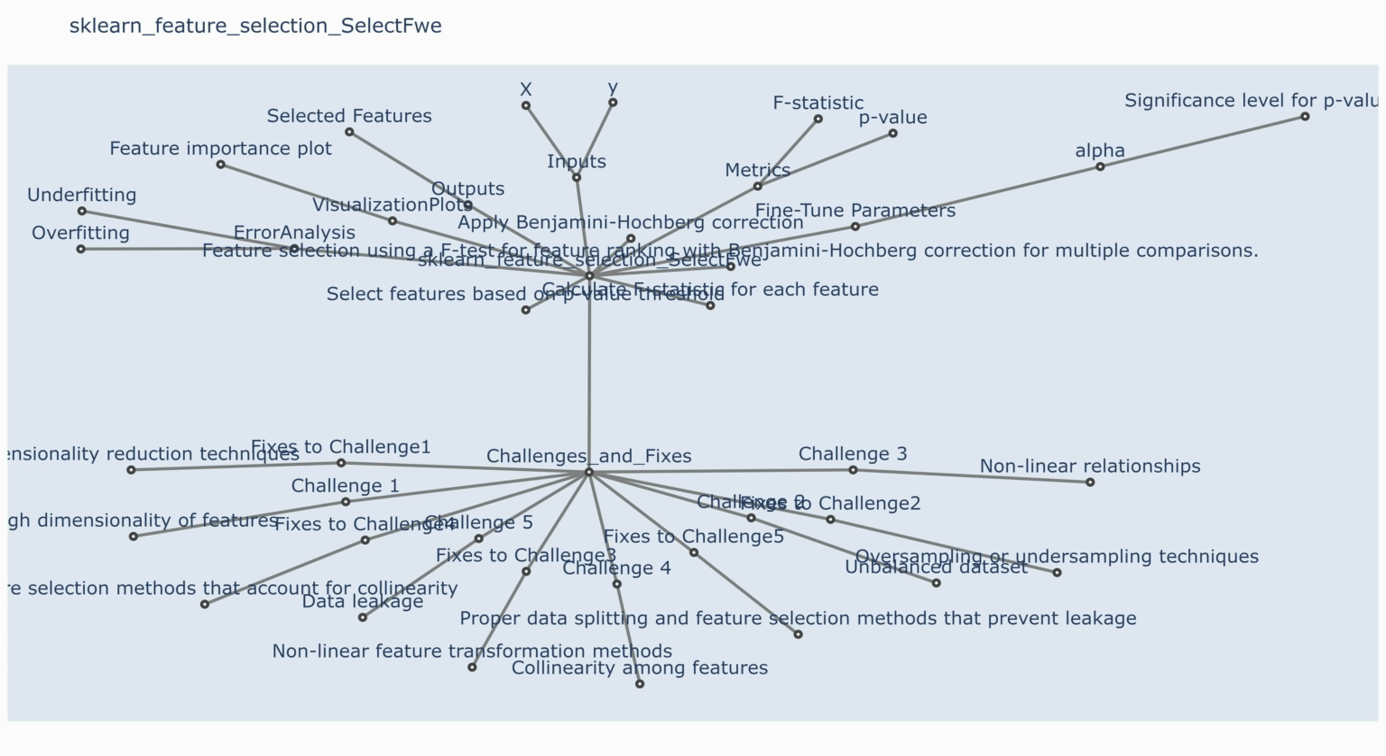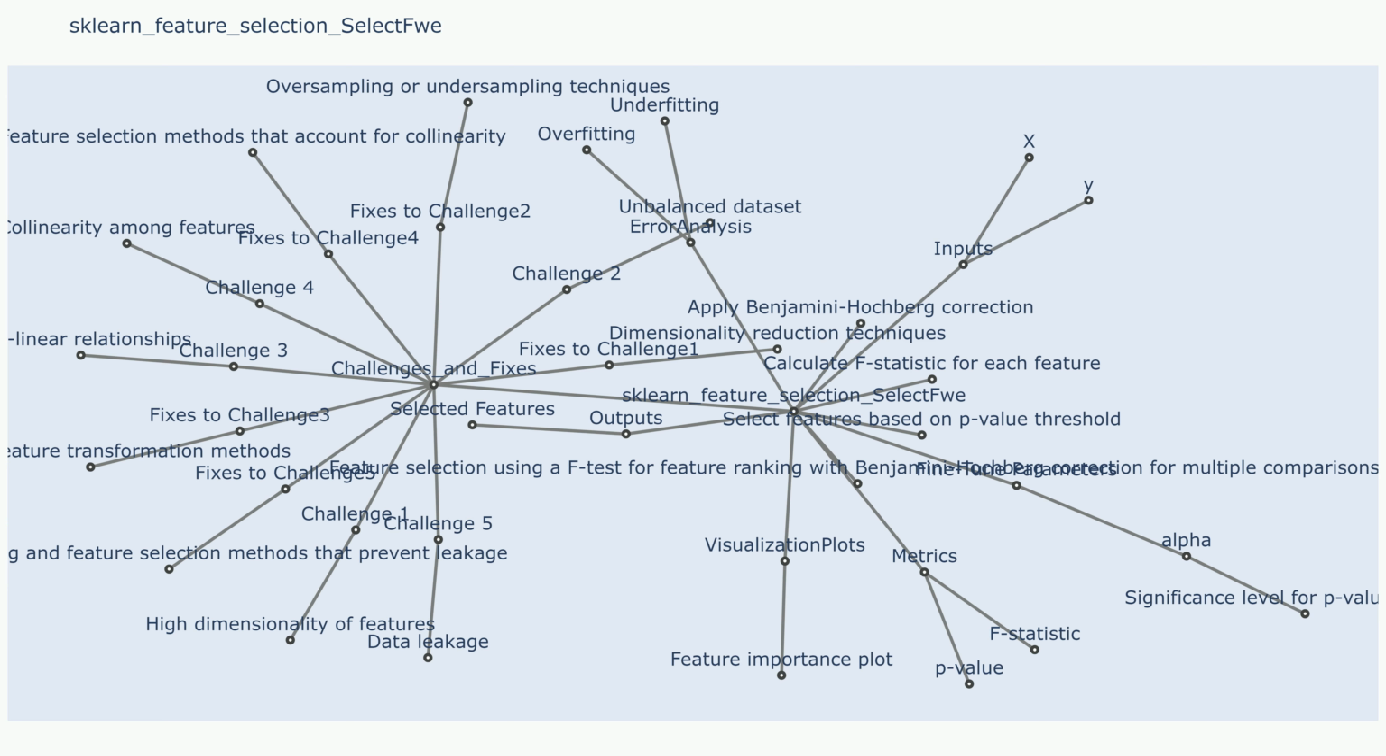sklearn feature_selection SelectFwe. Description. SelectFwe is a feature selection method that uses an F-test to rank features by their statistical significance. It then selects the features whose p-values are below a user-specified threshold using the F-test. The F-test measures the variance between the means of two groups divided by the variance within each group.